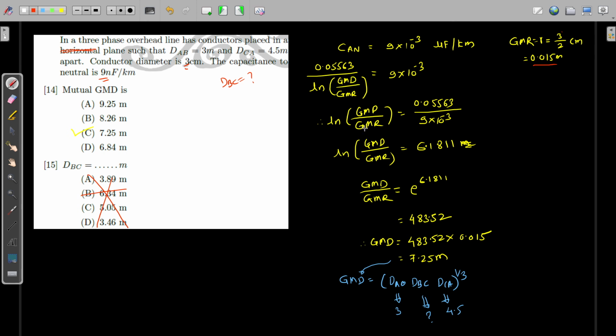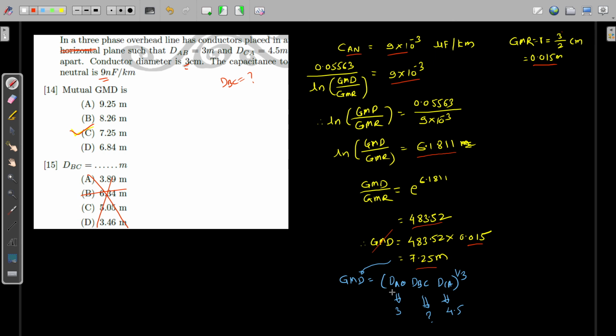GMD is not known in this case, so 0.0563, but the capacitance to neutral is given as 9 into 10 raised to minus 3. If I substitute 9 into 10 raised to minus 3 and calculate this, I get ln GMD by GMR is equal to 6.1811. So I have to take the exponent on both sides. So GMD by GMR is equal to e raised to 6.181. So I got this value. To calculate the GMD, it must be multiplied with the GMR. So this is the value of GMR. So it will give 7.25 meter.